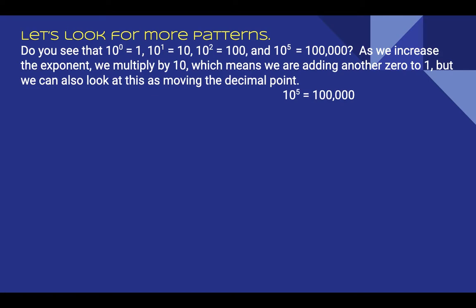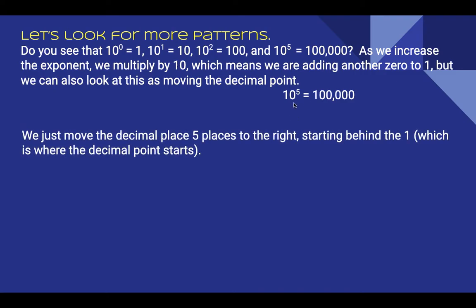But we can also look at this as moving the decimal point. If we knew 10 to the fifth is 100,000, we just move the decimal 5 places to the right, starting behind the 1, which is where the decimal point starts. So if we did that, 1, 2, 3, 4, 5. 5 decimal places, because it tells us an exponent of 5.